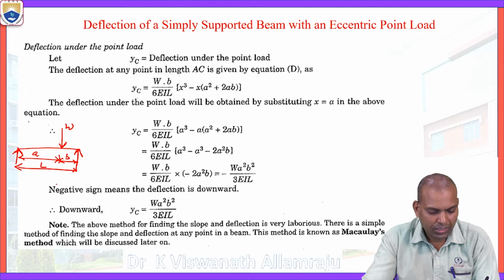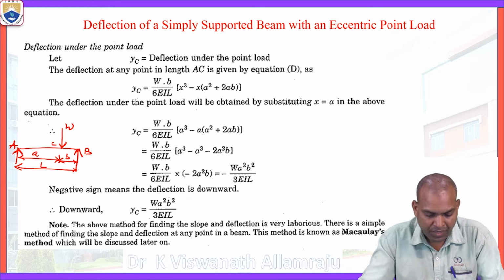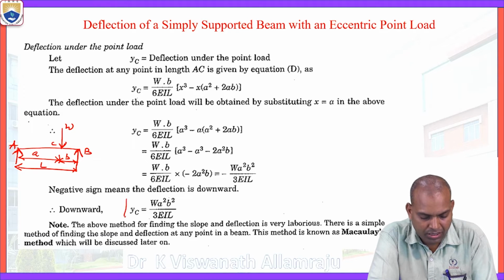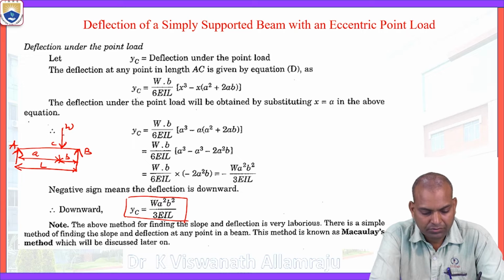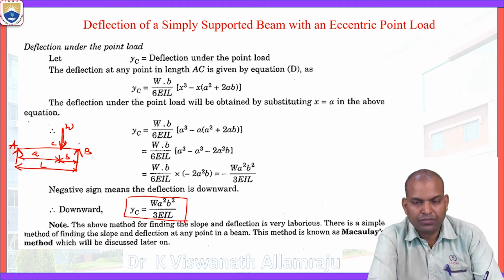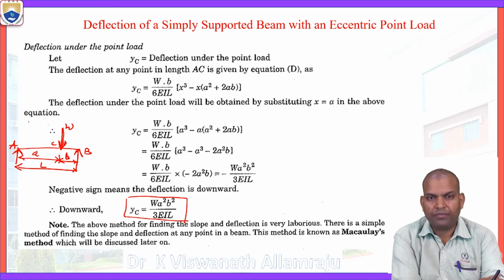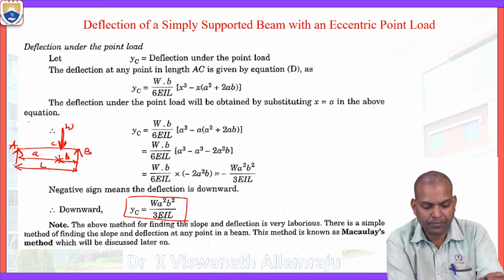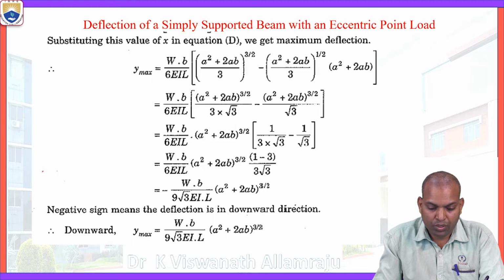So here the deflection at point C for an eccentric load of a simply supported beam by using the double integration method is W A square B square by 3 E I L. Here W is the weight which is acting as the eccentric load, A is the distance from the left support, B is the distance of the point of action of the eccentric load from the right support, E is the modulus of elasticity, I is the moment of inertia, that is second moment of area, and L is the span of the beam. That is the deflection. So what about slope?